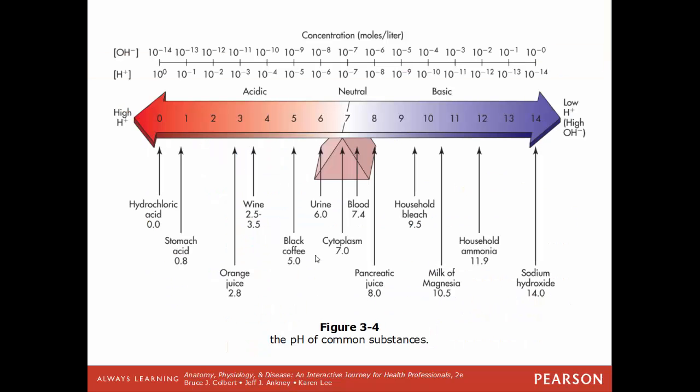Alright, here's a drawing of a pH scale. See, we start down here with the very low numbers. Remember, the lower the number, the stronger the acid. So hydrochloric acid, roughly between 0 and maybe 1, is a very, very strong acid.